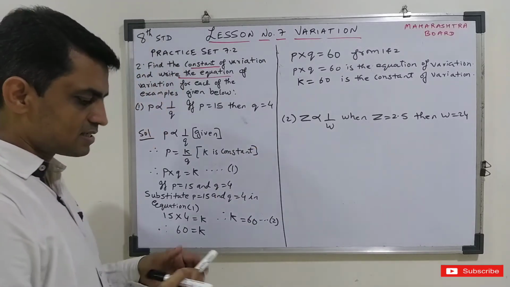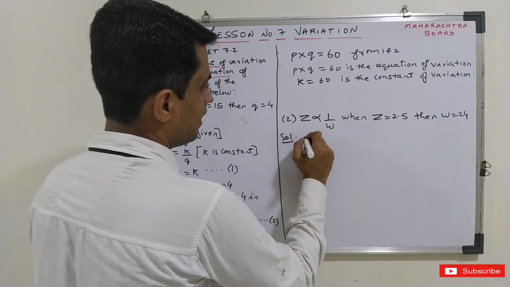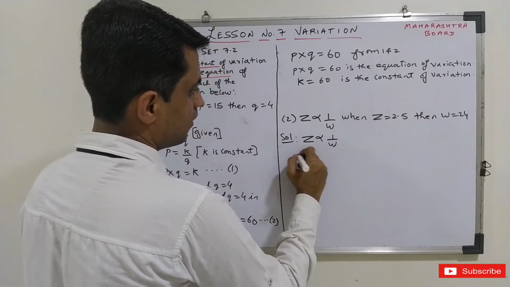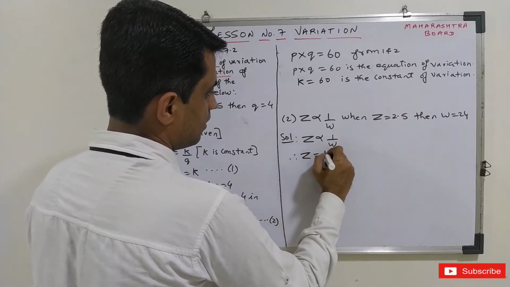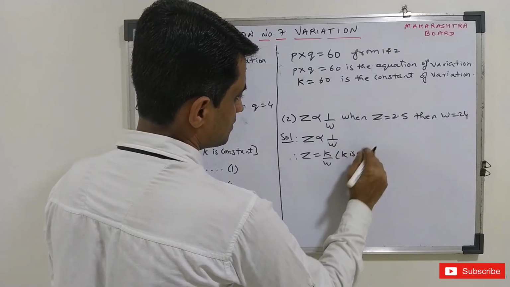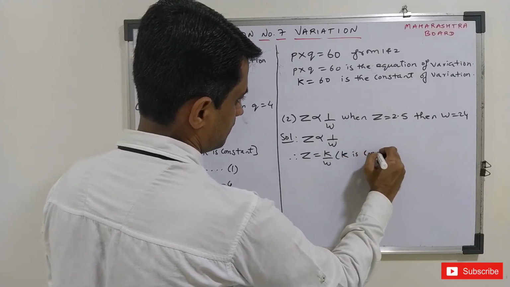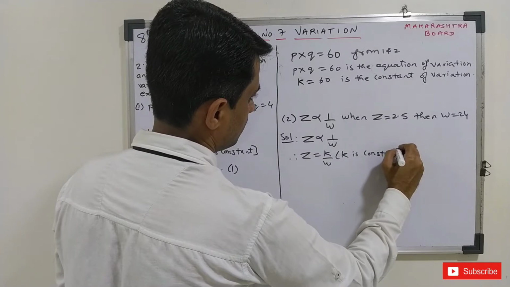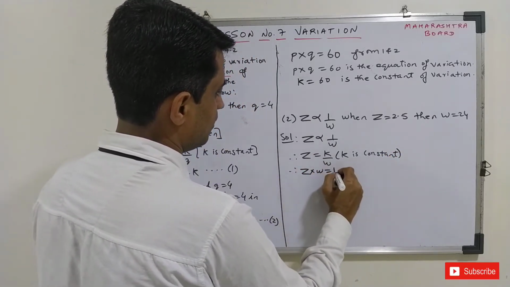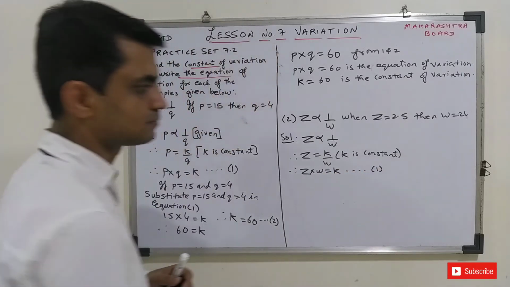Now after this let us start with the second sum, same type of solution. What they had given? Z is inversely proportional to W. So what will come? Z is equal to K upon W. K is constant. Z into W is equal to K. This you will write as 1.